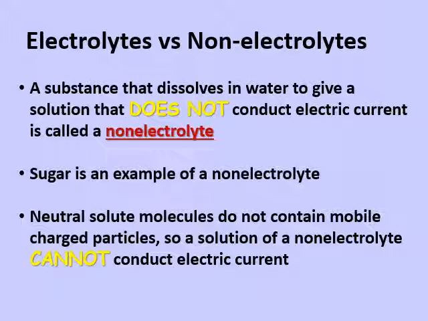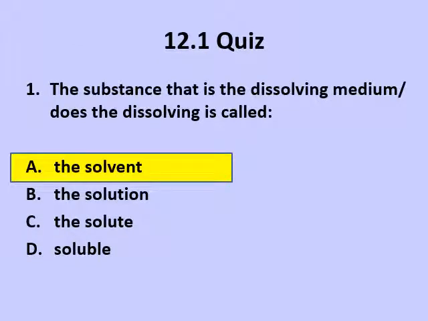The way to tell whether it's an electrolyte or a non-electrolyte is to identify if it's an ionic compound or not. If it's an ionic compound, it will be an electrolyte. If not, it's going to be a non-electrolyte. A substance that is the dissolving medium is called the solvent. The solution is the combination of the solvent and the solute. The solute is what you are adding to the solvent, the thing that is getting dissolved.